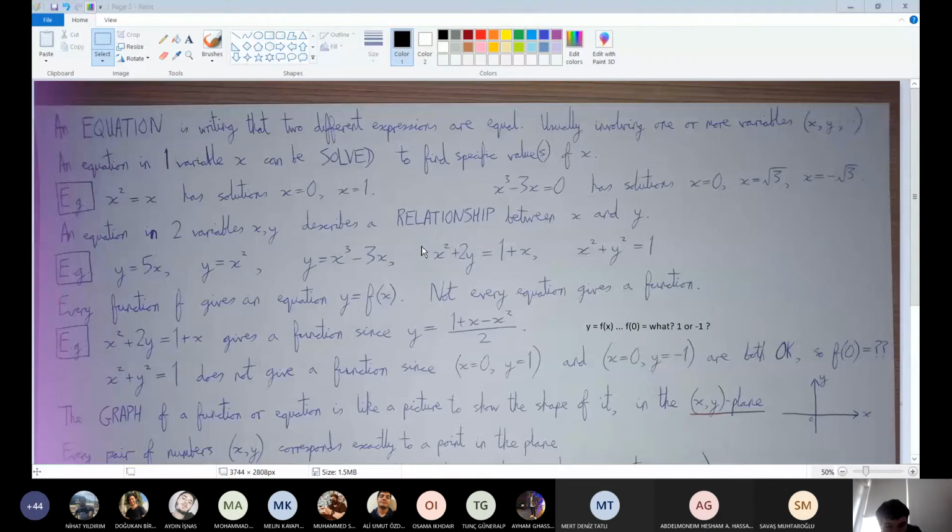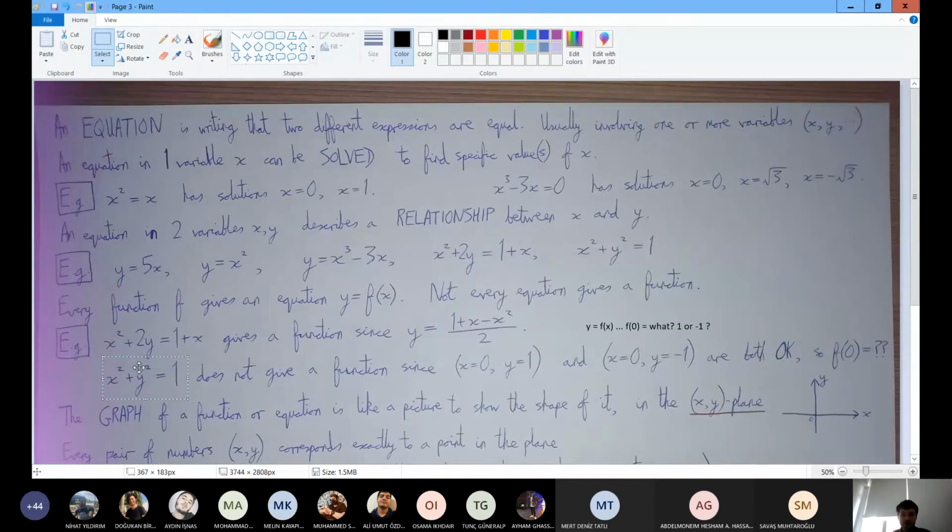I just saw a message in the meeting chat. Can you re-explain this last point? So which point is that about whether an equation can give a function or not? So yeah, okay, this is a bit tricky to understand.